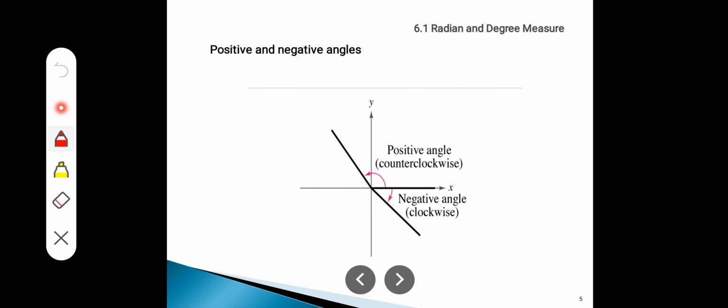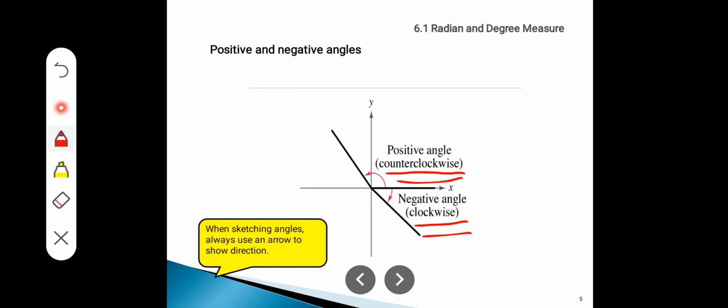Positive and negative angles. A positive angle is always counterclockwise. Remember that. A negative angle is always clockwise. So, positive angles counterclockwise, negative angles clockwise. When sketching angles, always use an arrow to show direction, so that you can easily understand.